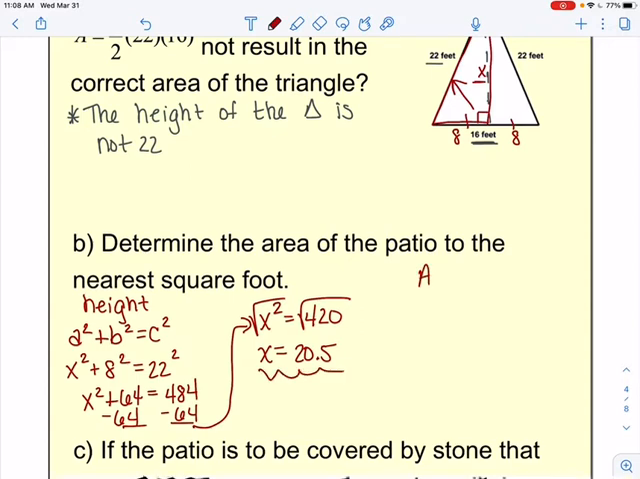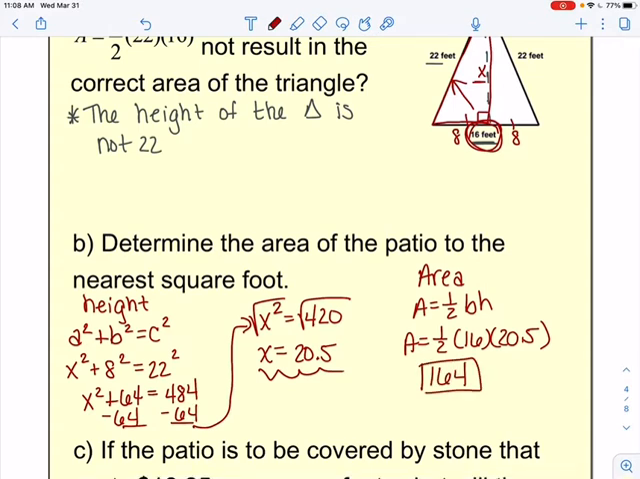So now finally I can find the area of that triangle. Area is 1/2 the base times the height. The entire base is that 16. So we're going to have 1/2 of 16 times 20.5. Once again, you can put all of that into the calculator at the same time, and when you do that, you should get an answer of 164.